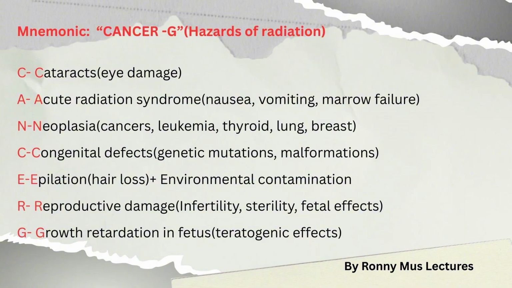Then another C stands for congenital defects. There you'll have genetic mutations and malformations. E stands for epilation. There is hair loss, and also you can have environmental contamination. R stands for reproductive damage, whereby you'll experience infertility, sterility, and fetal effects. G stands for growth retardation in fetus. So you can end up with teratogenic effects.